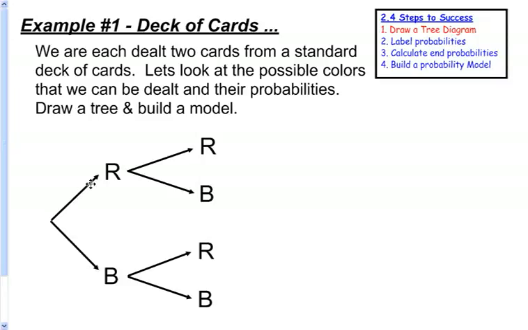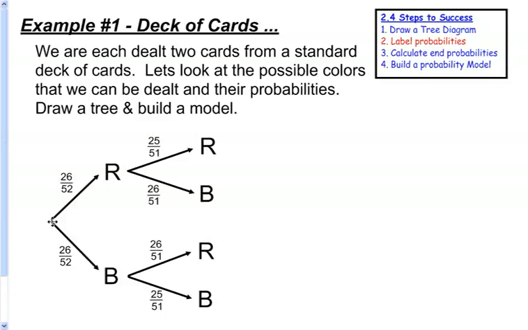Now, when I do that, I have to remember once I get this red card, now there's 1 less red card in the deck. So when I go to find the probability that my second card is red, probability I traveled this path, there are now only 25 red cards left, and there are actually only 51 cards total in the deck. So I'm going to label these probabilities here.